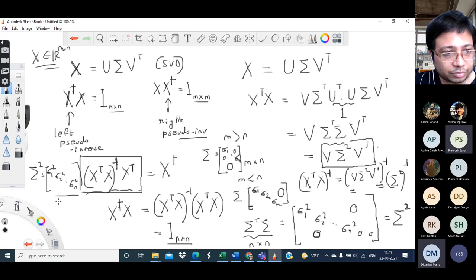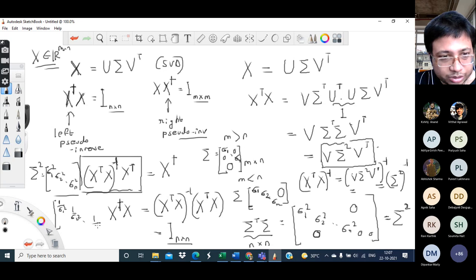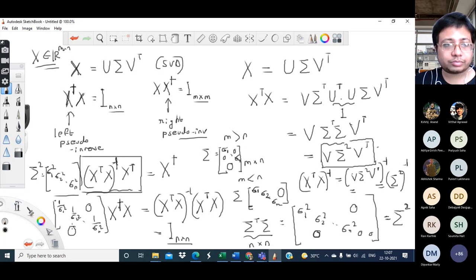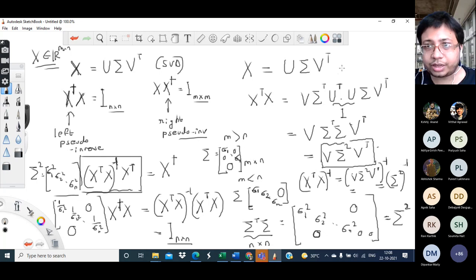The inverse of the singular values, basically the reciprocals of the singular values: 1 by sigma 1 square, 1 by sigma 2 square, and so on. It will be another diagonal matrix whose diagonal elements are like this. So this is what the x transpose x inverse will look like.